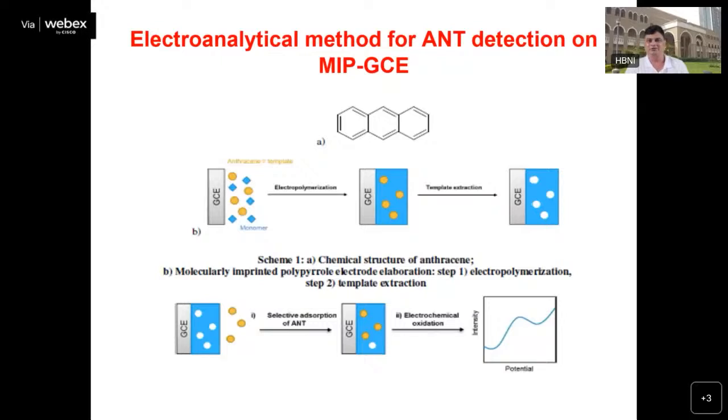In the first step, we are doing the electropolymerization, followed by the template extraction. So these are the selective electrosorption, adsorption of anthracene, and then these are the electrochemical oxidations we are carrying out, and that's how we measure the concentrations of anthracene in the different water samples.